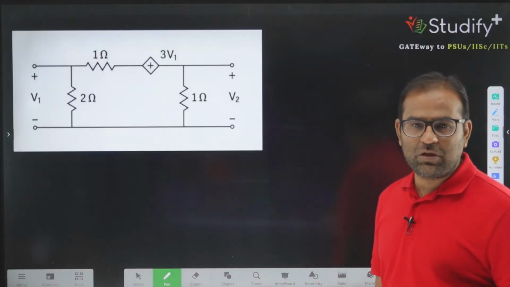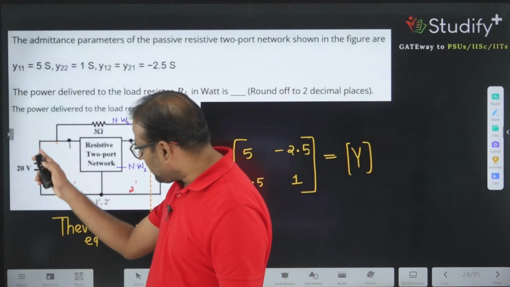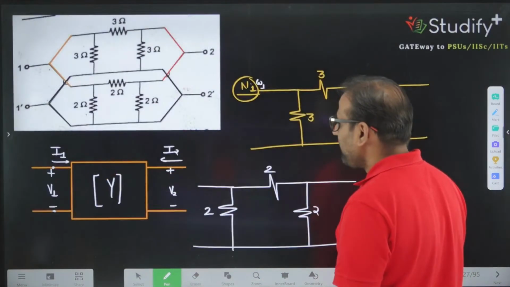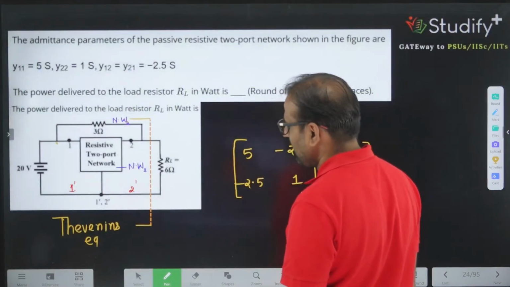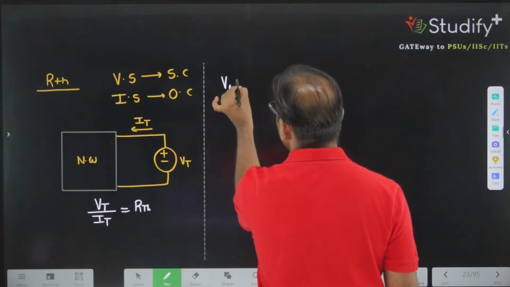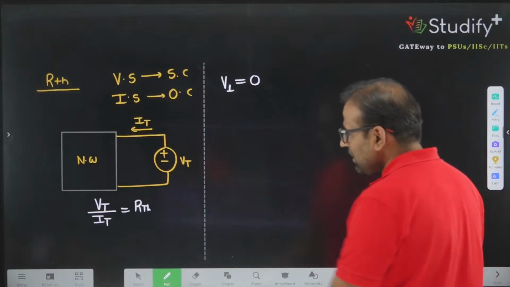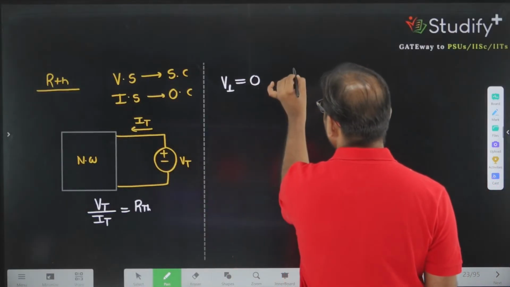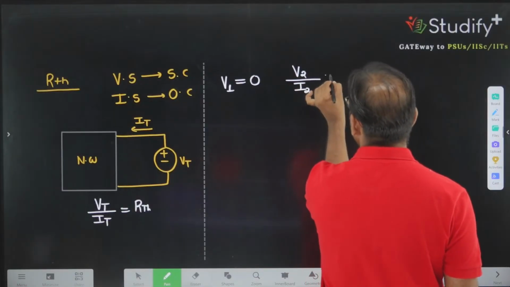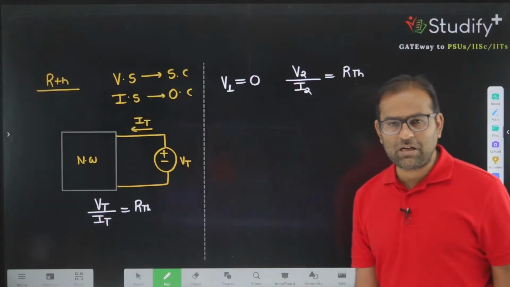From our network point of view, if I make independent sources equal to 0, what independent source do you have in the network? The independent source in the network is 20 volt, and 20 volt is V1. So our independent source is V1, and we are making V1 equal to 0. If you make V1 equal to 0, then VT is V2 and IT is I2. Then V2 by I2 ratio is known as RTH of the network.